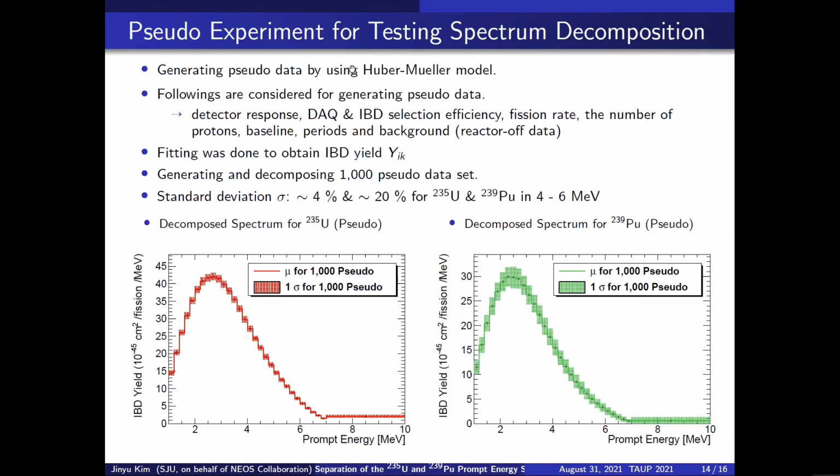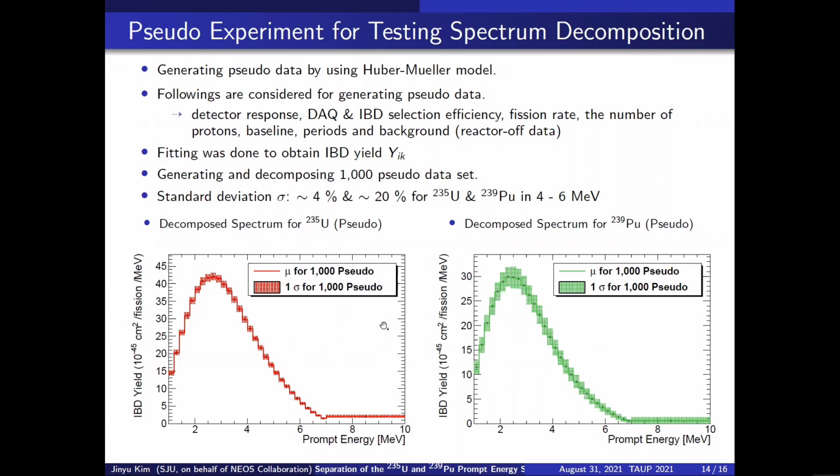Before applying the spectrum decomposition method to real data, pseudo data are generated for testing it. Pseudo data is based on the Huber-Mueller model, and these values are considered. Fitting was done to obtain IBD yields for each isotope by using the chi-square formula introduced on the previous page. Prompt energy spectra for 1,000 pseudo data sets are generated and decomposed. There are about 1 million events in a single pseudo data set.